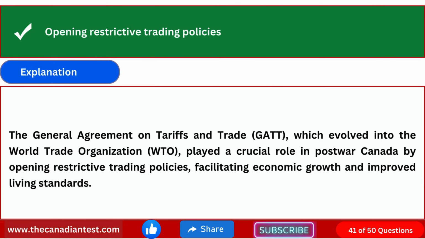The correct answer is opening restrictive trading policies. Explanation: the General Agreement on Tariffs and Trade, GATT, which evolved into the World Trade Organization, WTO, played a crucial role in post-war Canada by opening restrictive trading policies, facilitating economic growth and improved living standards.